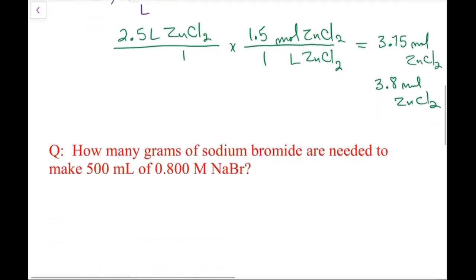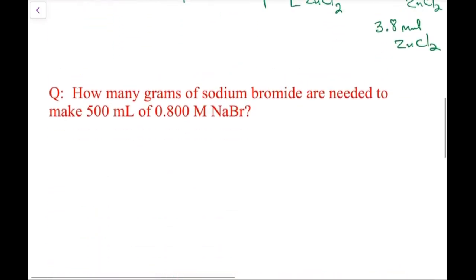All right, let's try another problem. This one says how many grams of sodium bromide are needed to make 500 milliliters of 0.800 molar NaBr, sodium bromide. This is actually a problem that we're going to be doing in class where you actually make the solution yourself. If you're going to make the solution yourself, you need to know how many grams to use. You're going to get a 500 milliliter piece of glassware that measures exactly 500 milliliters, and you need to know how many grams of this solid sodium bromide to dissolve in that 500 milliliters of water to give you this molarity.